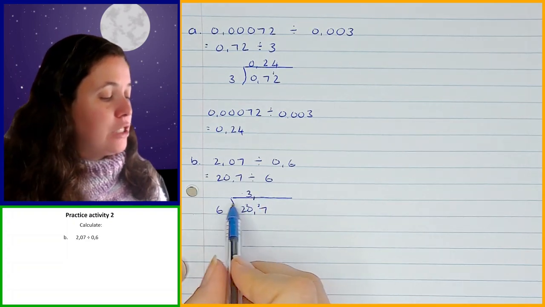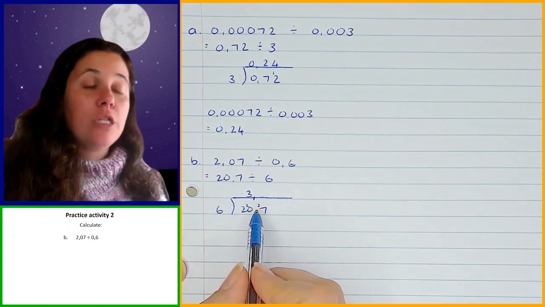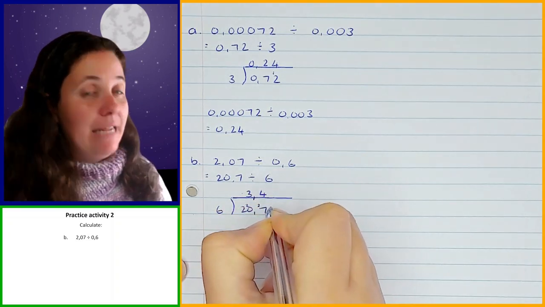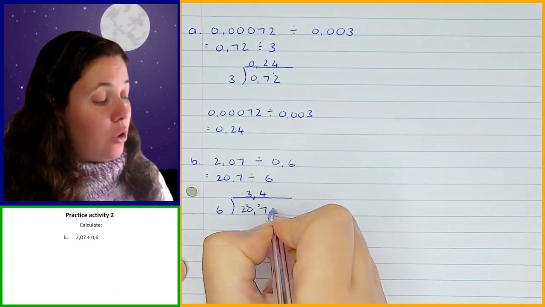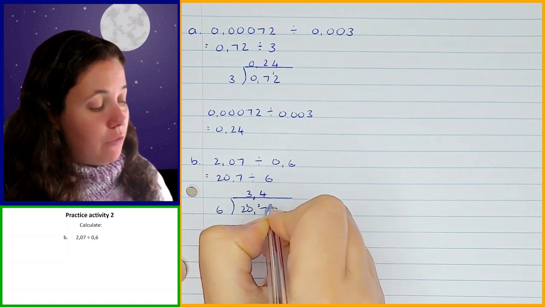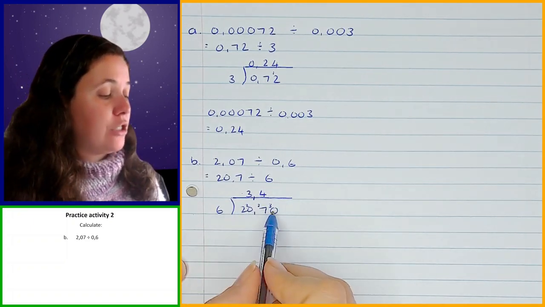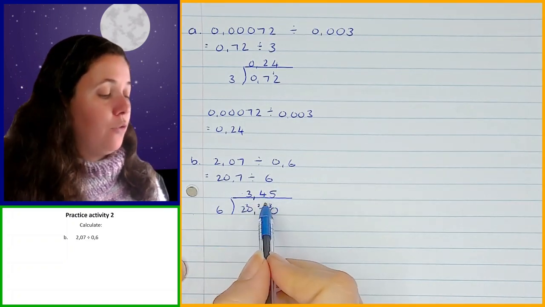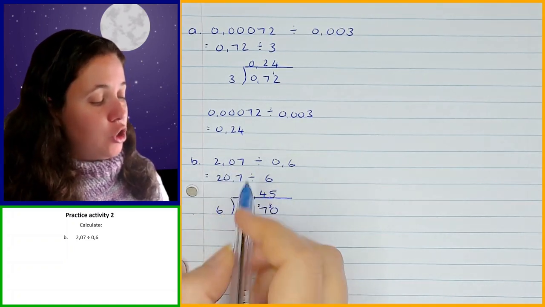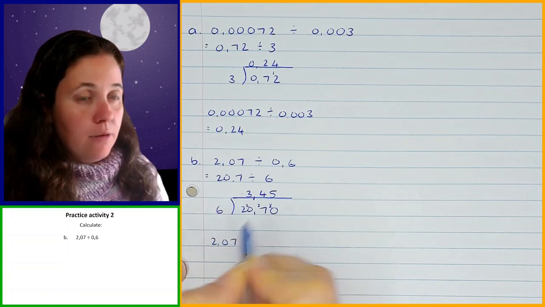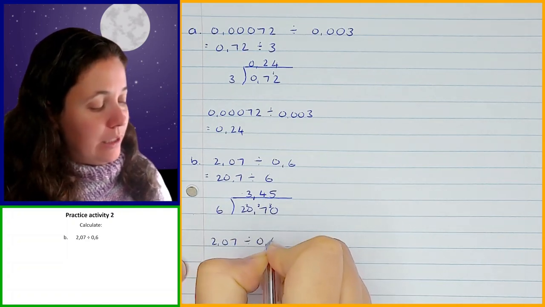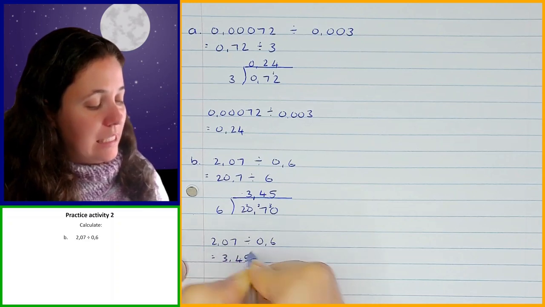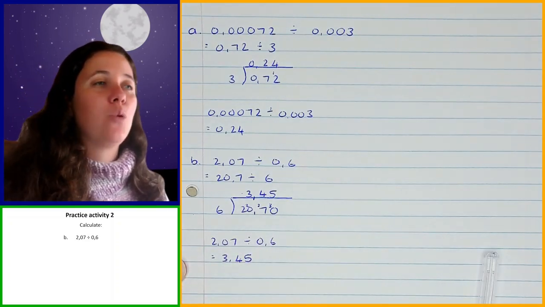Then 6 goes into 27. It goes into actually 24 four times, and that leaves a remainder of 3. Now, I need to put a 0 over here, and then I can write that remainder of 3. And then 6 goes into 30 five times with no remainder. So that gives me 3.45. So that means that 2.07 divided by 0.6 is equal to 3.45. So that's what we should have got for question B. Right, question C.